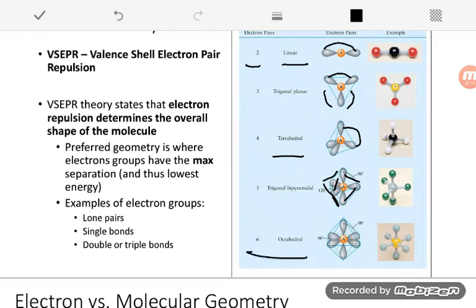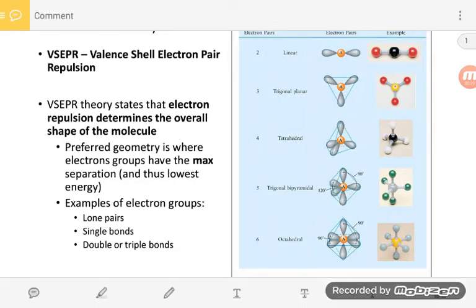Last one, when you have 6 electron groups, is octahedral. So these are our 5 basic shapes, really simple. We just need to count the number of electron groups and we can get our shape. We do need to be careful of one other thing, however.